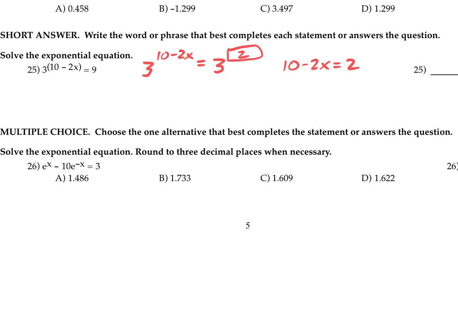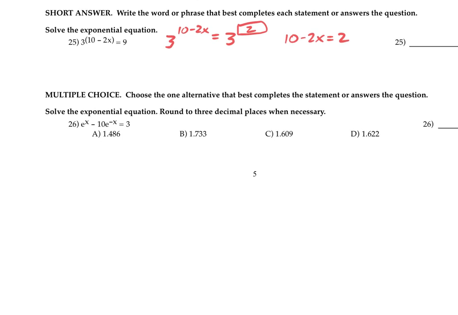If you don't want to do it that way, then you can log both sides, jump the exponent in front of the log. There's just more steps to it. And you could just plug it into the calculator, but it's a little bit more lengthy, I think.